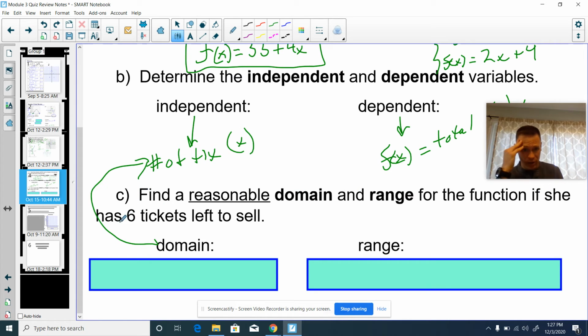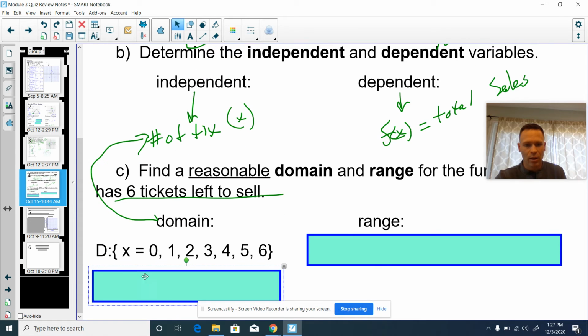Find a reasonable domain and range if I have 6 tickets left to sell. Well, I have to think about numbers that make sense for that scenario. Like 0.5 doesn't make sense because I can't sell half a ticket. Negative values certainly don't make sense because how do I sell a negative ticket? Does 0 make sense? Well, yeah, I can sell no tickets. That's not a problem. And I have 6, so it's really just going to be 0, 1, 2, 3, 4, 5, 6. That's the reasonable domain for this scenario.